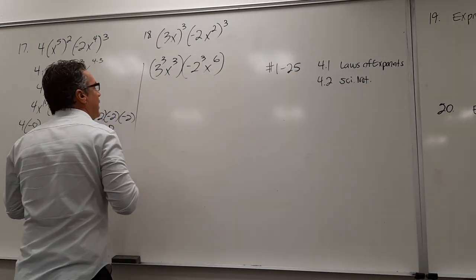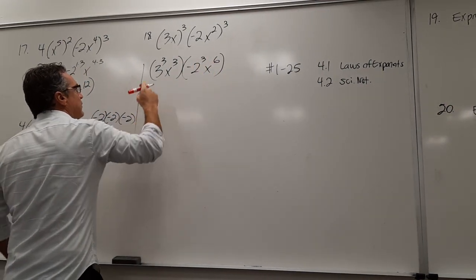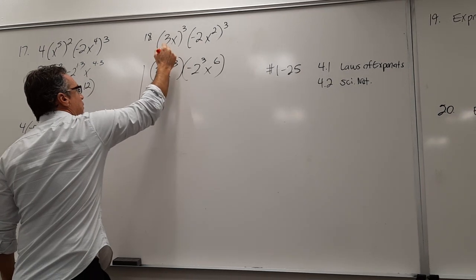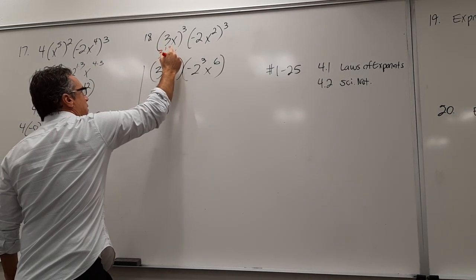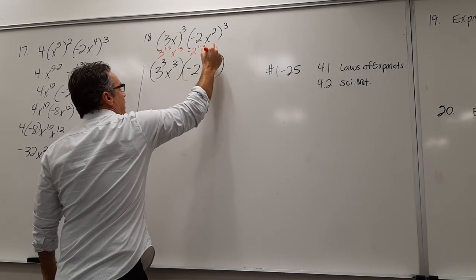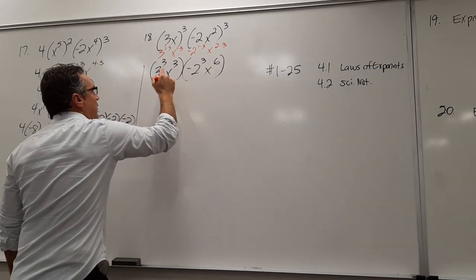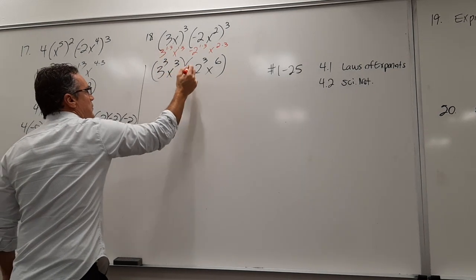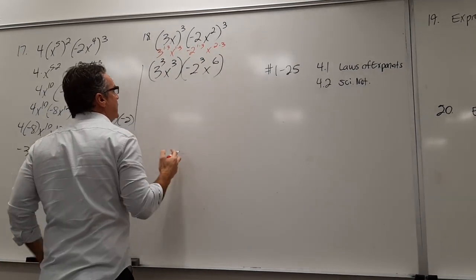Notice that I have skipped a little bit here. I'm kind of assuming at this point that you understand that's 3 to the 1 times 3, x to the 1 times 3, negative 2 to the 1 times 3, and x to the 2 times 3. And that's how we got 3 to the third, x to the third, negative 2 to the third, and x to the 6th.